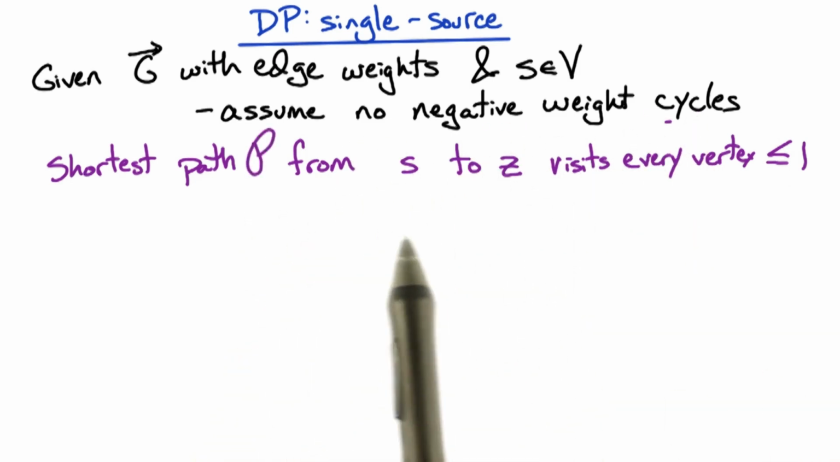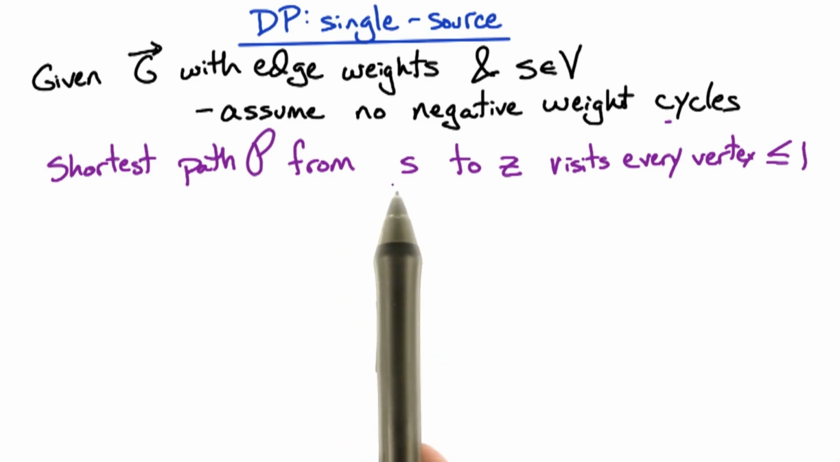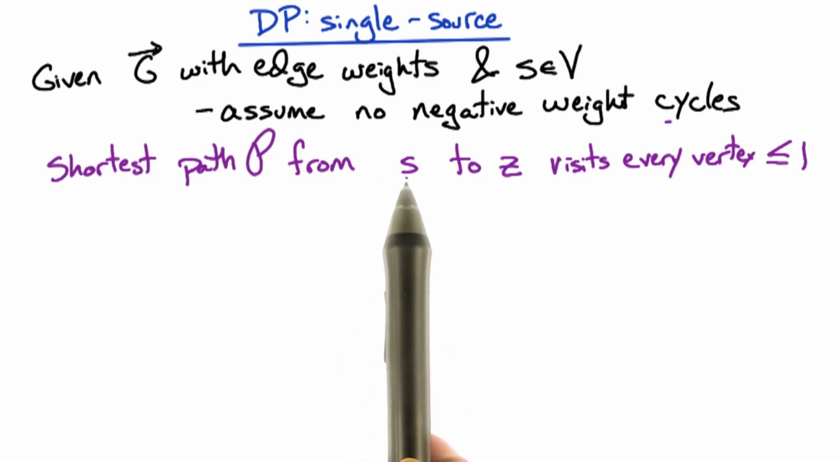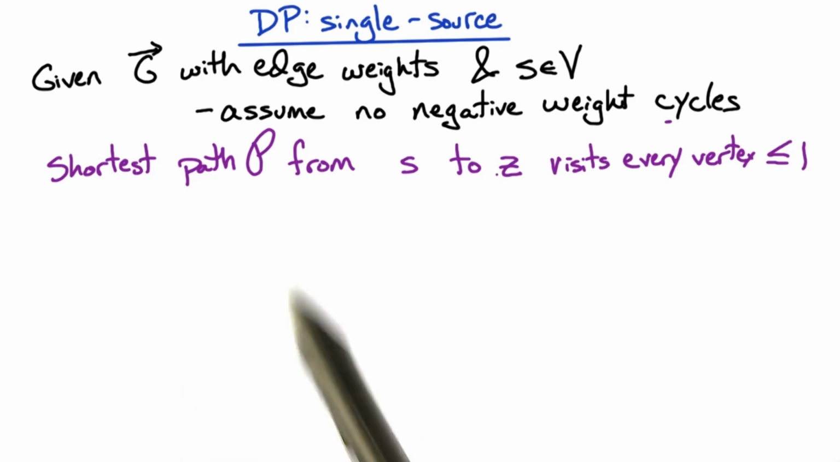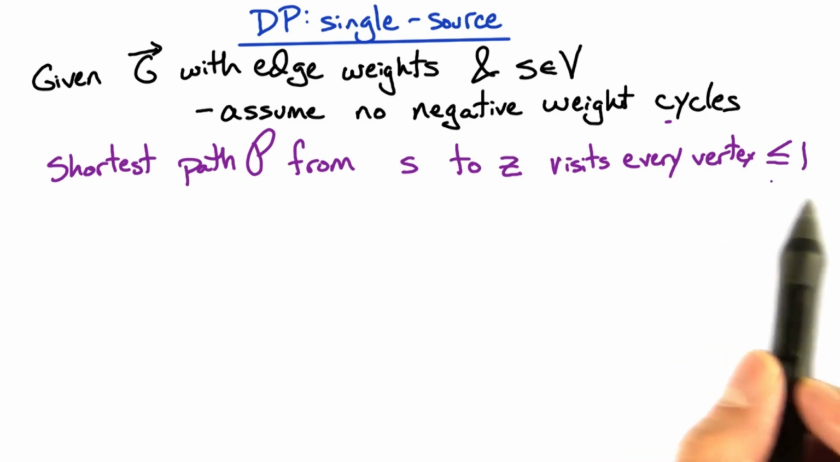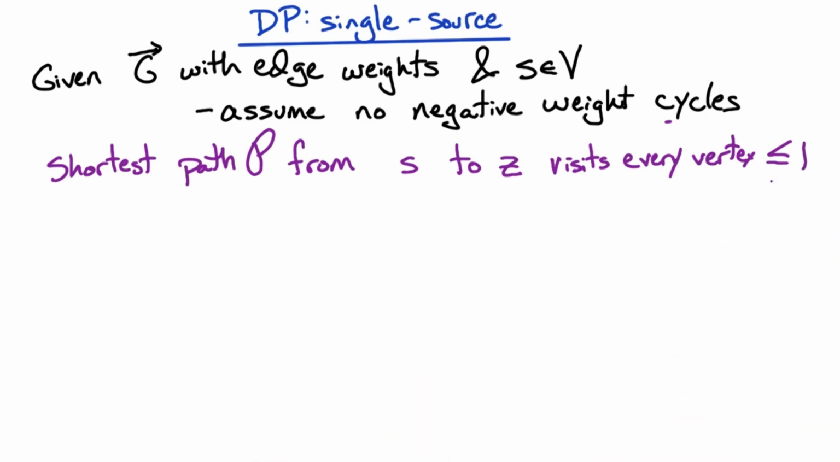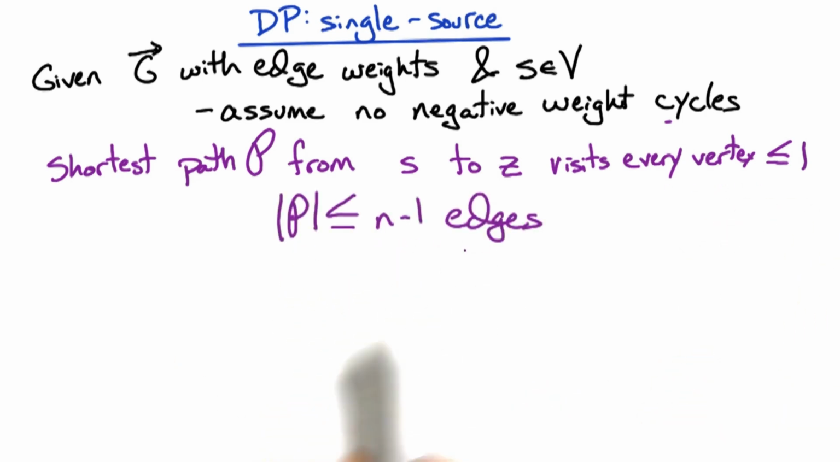So let P denote the particular path which is of shortest length from S to Z. If there are multiple ones, let P be any particular one of shortest length. Since we visit every vertex at most once, what do we know about the length of P? P contains at most n-1 edges because we visit every vertex at most once.